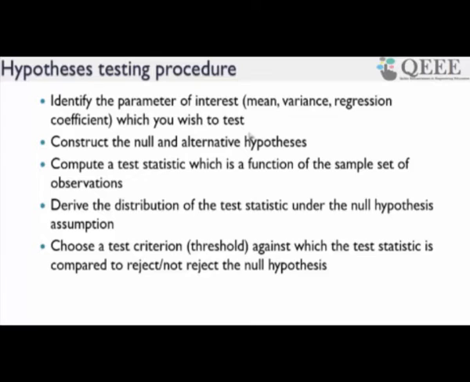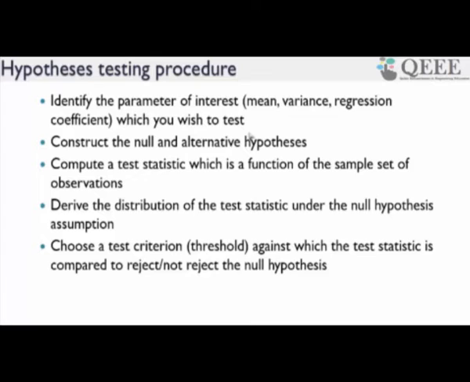First, you identify the parameter of interest, right? So it could be a mean of a population, a variance, or a regression coefficient. Basically, when you do a linear regression, you want to get the parameter values and so on. So you first identify the parameter of interest which you wish to test. For each of these, you construct the null and alternate hypothesis. So a null hypothesis could be, for example, that a parameter takes a particular value. Now, you need to have enough evidence to see whether the actual value is different from this value that you have hypothesized. So that would be your alternate hypothesis.